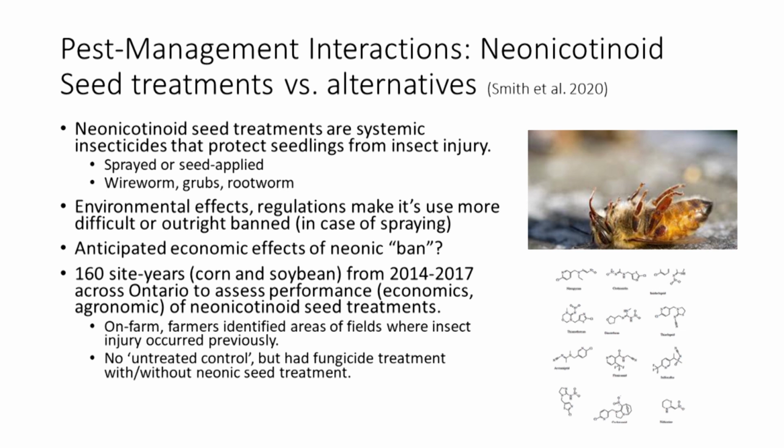They asked farmers to select parts of their field where they had seedling injury before. So areas where these damages were prevalent. They did not have an untreated control, but what they did was they compared a seed treatment that was only a fungicide versus a seed treatment that was fungicide plus a neonicotinoid. And they wanted to say, well, what was the yield impact, what was the agronomic impact, and what were the economic benefits.